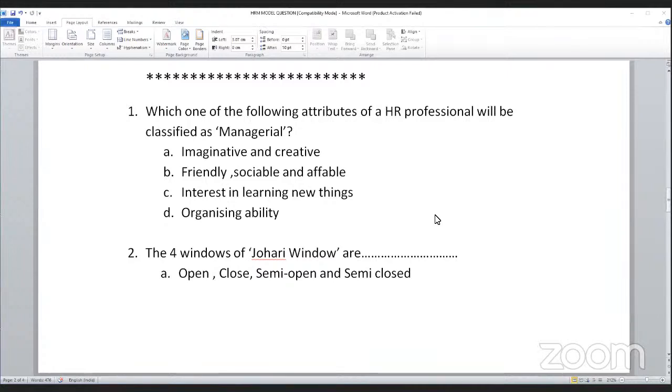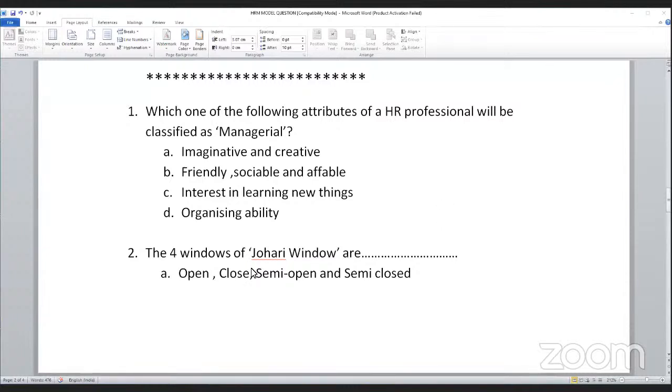Which one of the following attributes of an HR professional will be classified as managerial? Imaginative and creative, friendly, sociable and affable, interest in learning new things, organizing ability. Managerial. Hope you remember we discussed managerial, knowledgeable skills. Friendly, sociable and affable. Managerial, sir, if the manager is so friendly, sociable and all, how will he have organizational ability? Organizing ability.